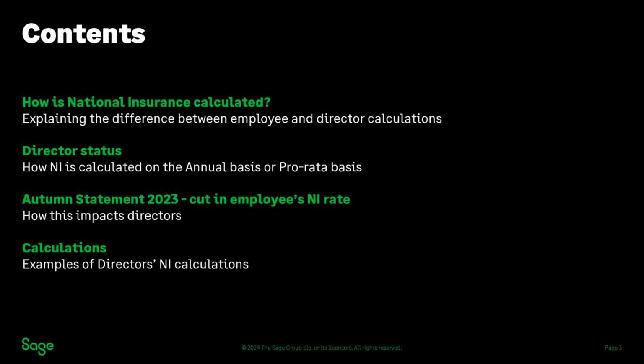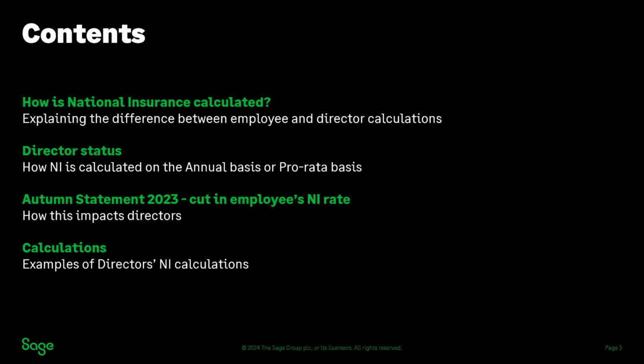Let's now take a look at what we're going to cover in the webinar. I'm going to start things off with an introduction explaining how national insurance is calculated, specifically for company directors, and explaining the differences between employee and director calculations. We're then going to discuss the director status. There are two statuses you can use to calculate national insurance, either the annual basis or pro-rata basis, and we'll look at some examples of how that might affect the way that the national insurance is paid.